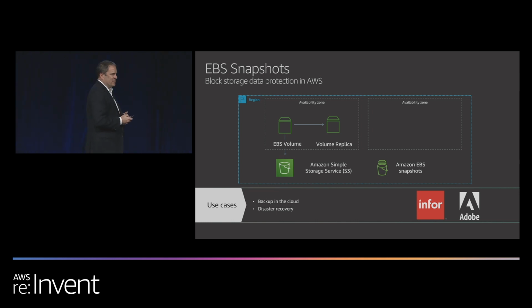EBS Snapshots themselves: if you're running databases on EC2, you need point-in-time recovery for those databases, those volumes. You can create volume snapshots with EBS Snapshots.